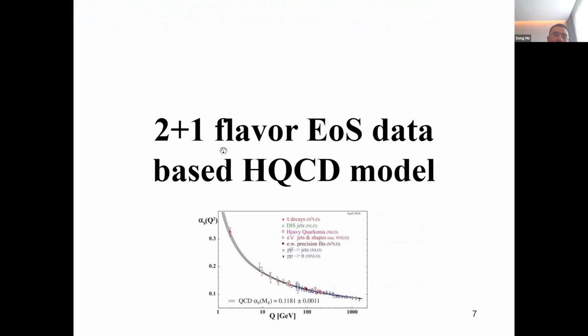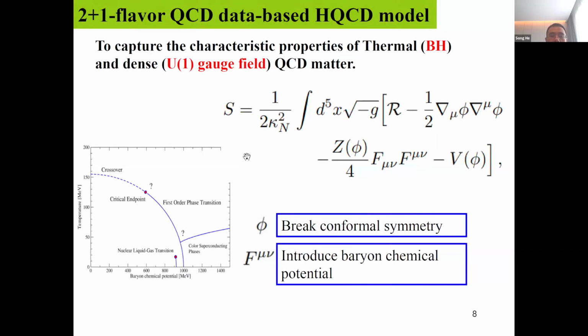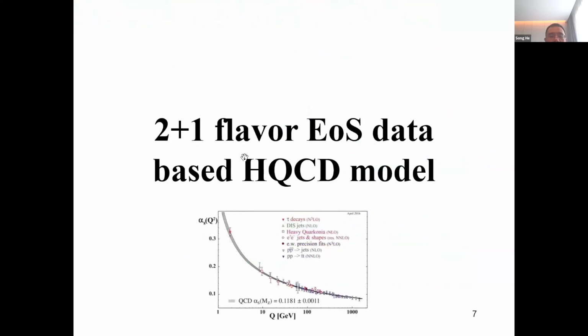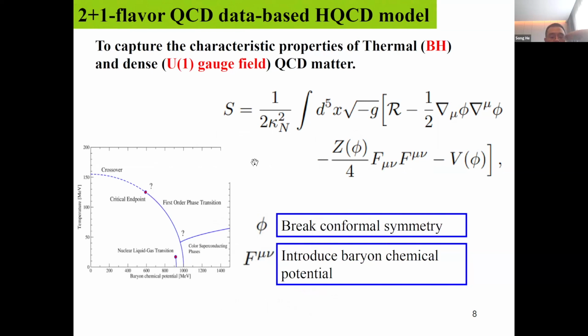So that's why in this talk we call it a data-based holography model. To mimic the QCD phase diagram, as we know there is a quark-gluon plasma, and this is a hadron gas. And there is also a first-order phase transition, and this is the endpoint of the first-order phase transition boundary. And we need two important ingredients.